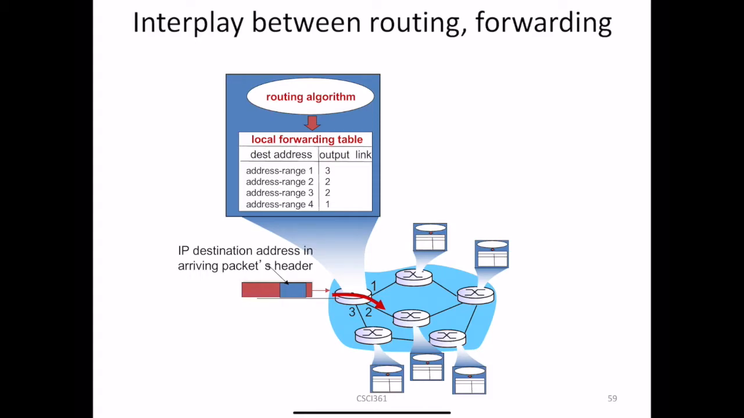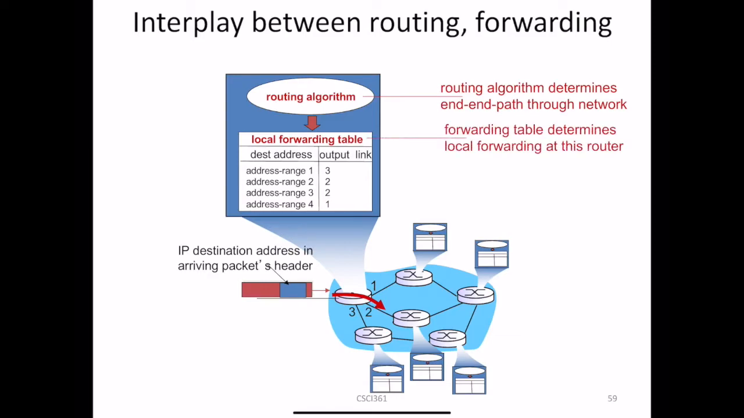Then let's see the routing and the forwarding. I bet you are very familiar with these slides because we already talked about them in the previous lectures twice. So let's quickly go through it. The routing algorithms will determine the end-to-end path through the network and then generate the forwarding table. The forwarding table will determine the local forwarding at this router.